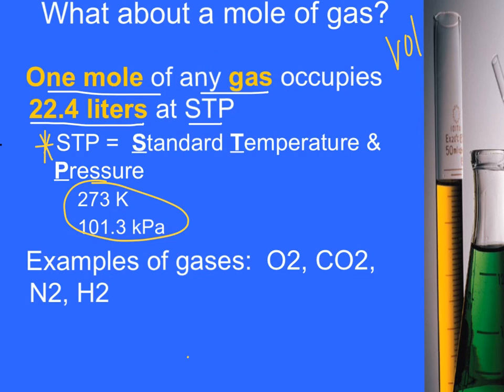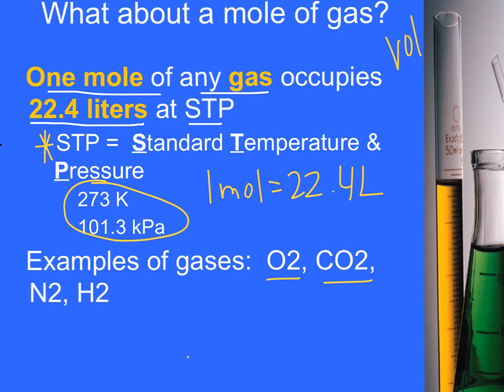Basically, what this is stating is that if I had 1 mole of, say, oxygen gas, it would occupy 22.4 liters. If I had even 1 mole of CO2, it would also occupy 22.4 liters. So 1 mole of any gas at STP will occupy 22.4 liters. If you want to write that out, it'll just look like this: 1 mole equals 22.4 liters. That is our very, very last conversion.